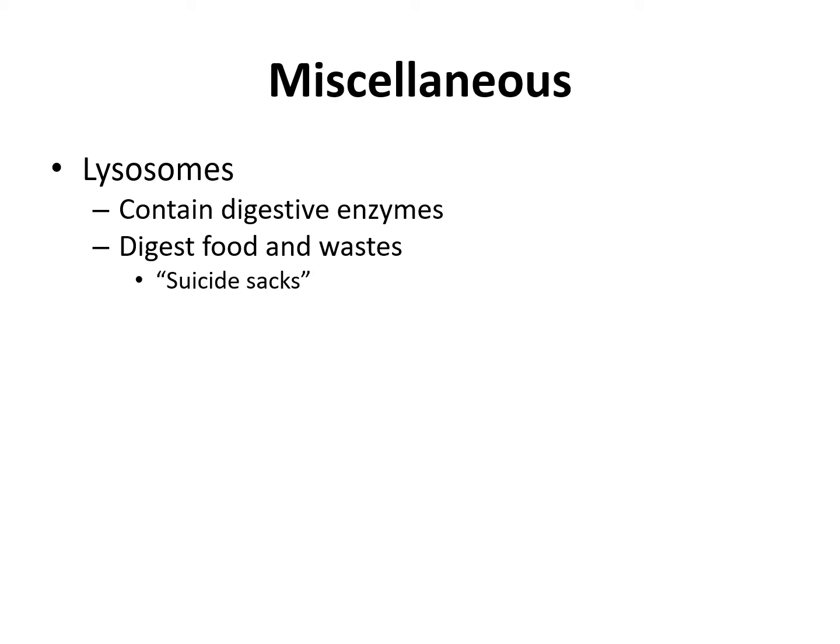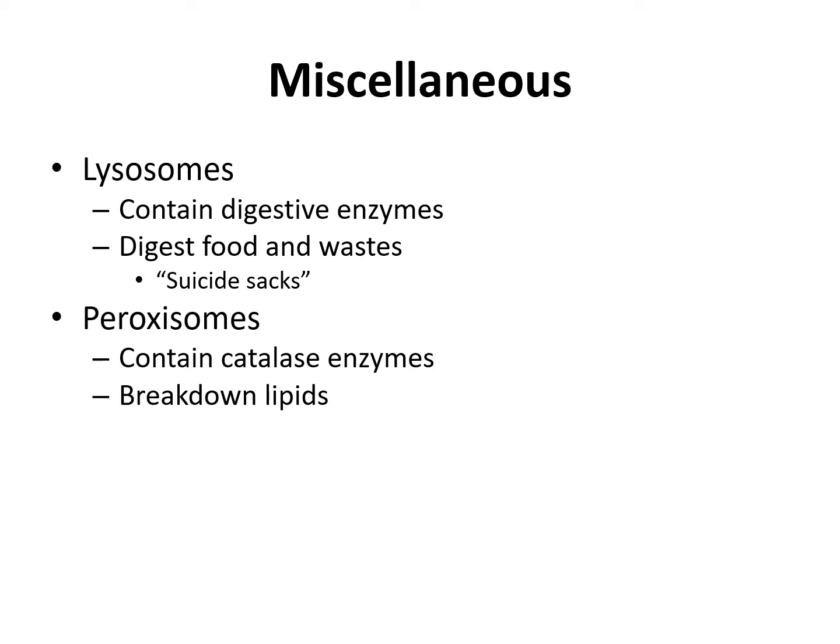These can also be referred to as suicide sacs because if the membrane ruptures and those digestive enzymes are released inside the cell, they can digest the important organelles for the cell, which will result in death. Another organelle are the peroxisomes. Peroxisomes are also vesicles and they contain catalase enzymes, and those catalase enzymes are used to break down lipids.